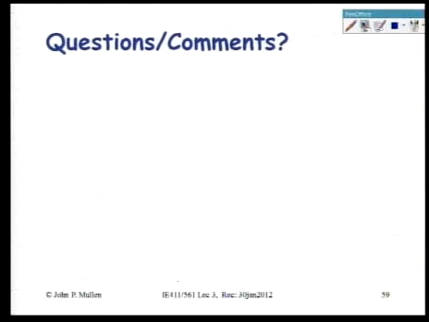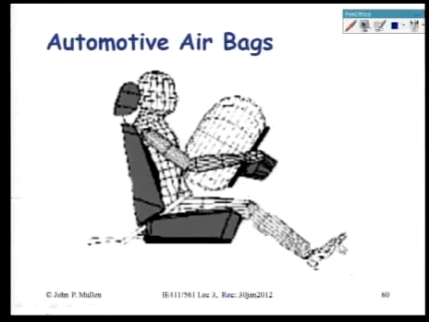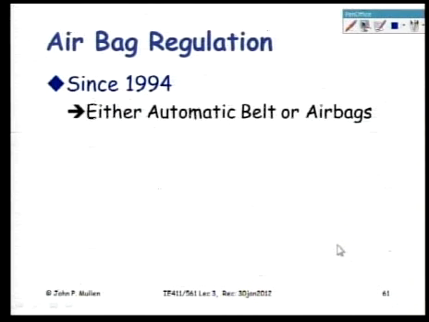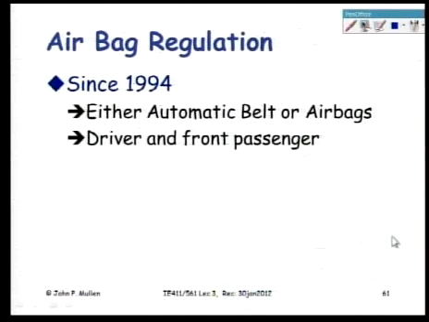Okay. Here's another one. Automotive airbags. Since 1994, every car has either had an automatic belt or airbags. Anyone been in a car with an automatic belt? Yeah. They didn't last long. People have settled pretty much on the airbags. The driver and the front passenger. Originally it was the driver, then it became the driver and the front passenger, and now they got 15 other airbags around somewhere.